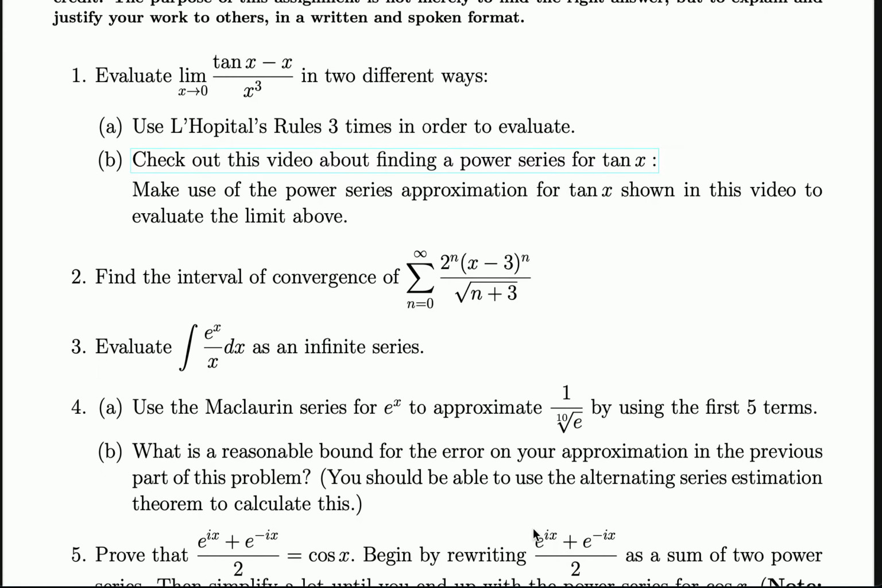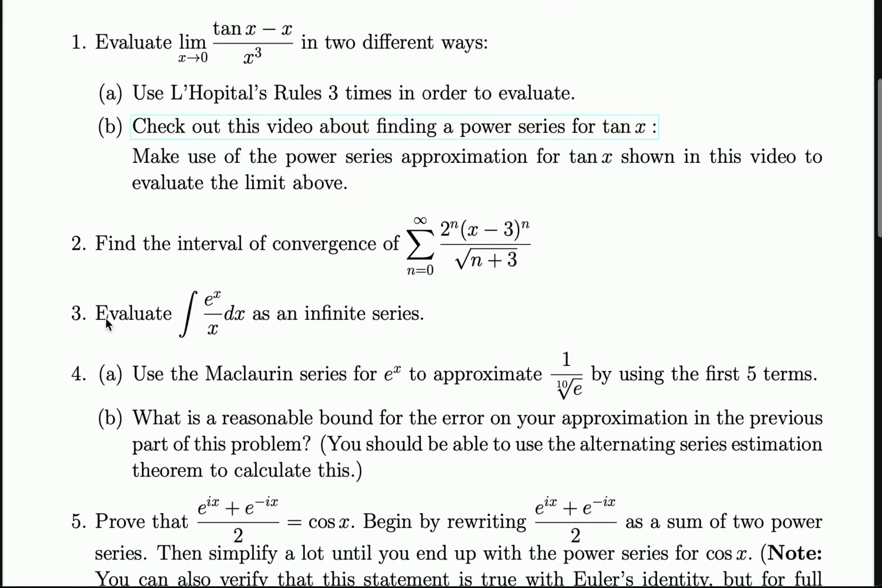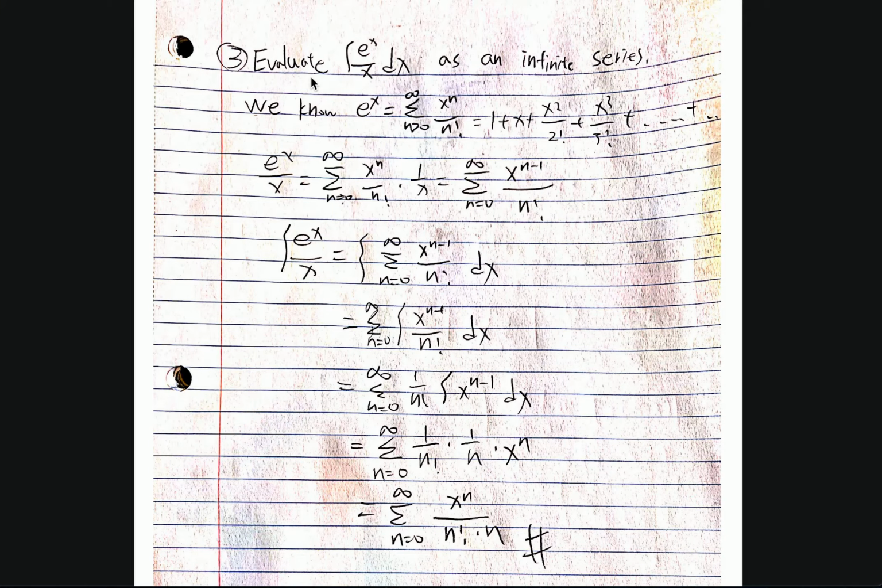So for question number 3, evaluate the integral of e to the power of x over x dx as an infinite series. So first, we know e to the power of x equals the sum from n equals 0 to infinity of x to the power of n over n factorial, which is 1 plus x plus x squared over 2 plus x cubed over 3 factorial, and so on.